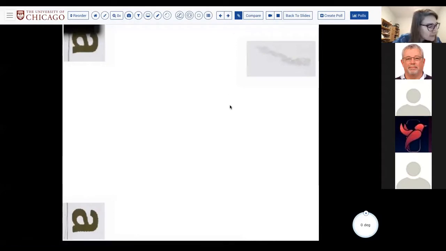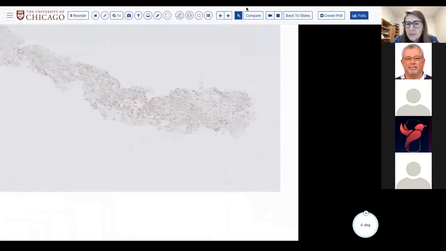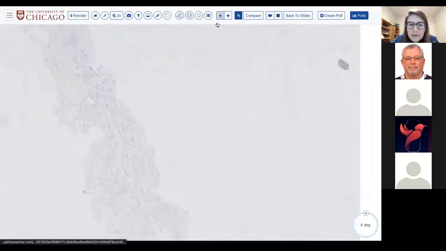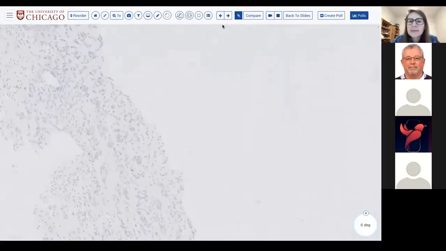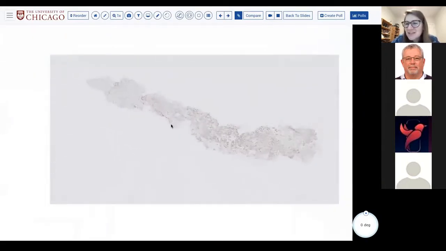What do I have here next? Yep, I think that was... I actually think I misspoke. I actually think this one was S100. Not SMA, sorry guys. This is SMA. I have my little cheat sheet here on my left.